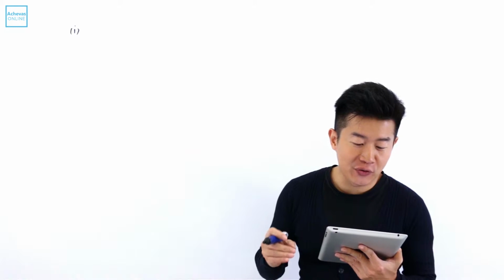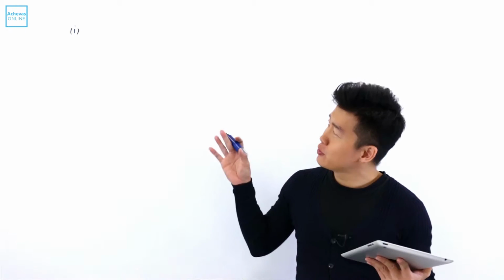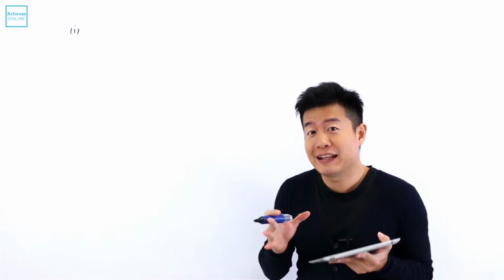For part 1 of this question, we are supposed to recognize the pattern so that we can quote the length of the nth piece of string that is cut off. What I'm going to do is build a table to try to recognize the pattern, according to what we have discussed in our outline.